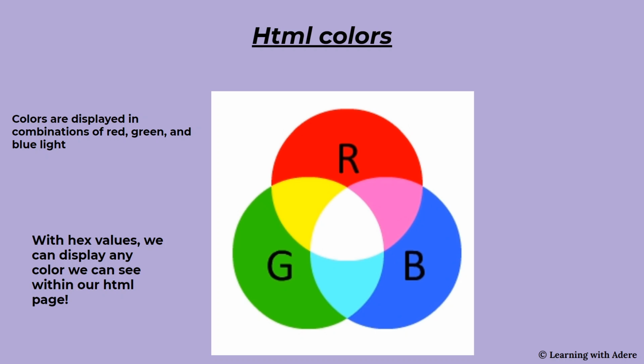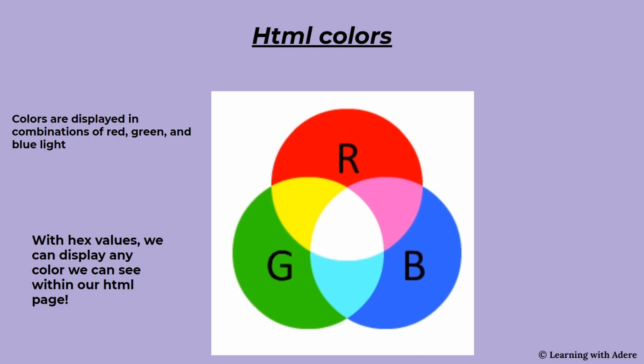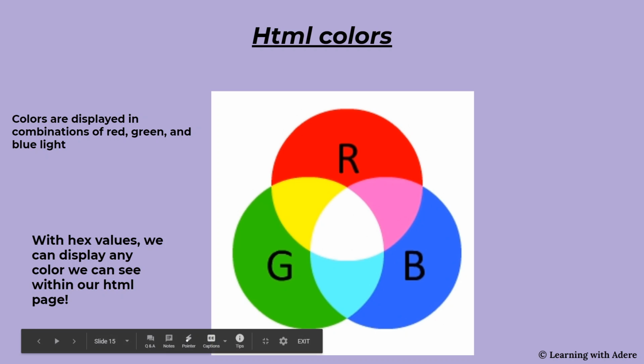The reason I said this is because with hex values, we can display any color we want within our HTML page. Using colors like red and green, we can type in red and green, but what if we want a really dark green, or a really light green, or maybe a purplish red? We can't really type that in, and our web browser won't recognize that as a real color, so we need to use hex values.